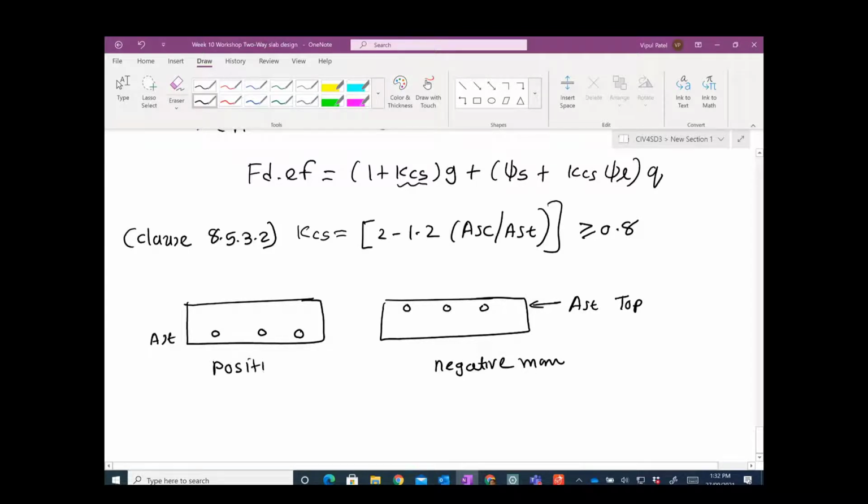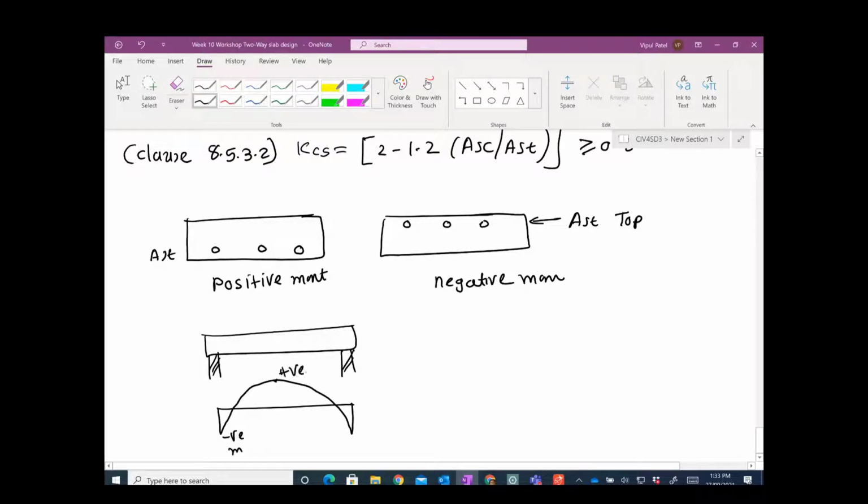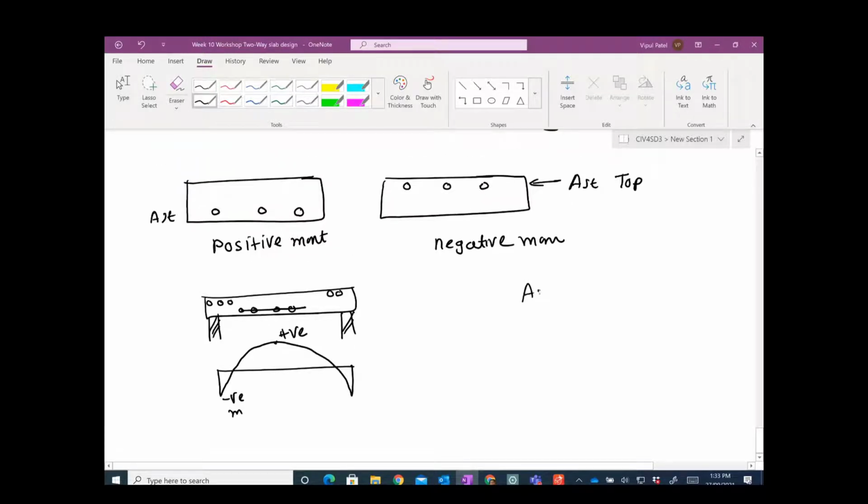When you have positive moments, you provide the bottom reinforcement. Basically, when you have a slab like this, when it's bent, you have negative, positive, and negative. So that is a negative moment, and this is a positive moment. So you provide the bottom reinforcement here, and here you provide the top reinforcement. Okay, so Asc is always 0 in the slab. In that case, Asc equals 0.